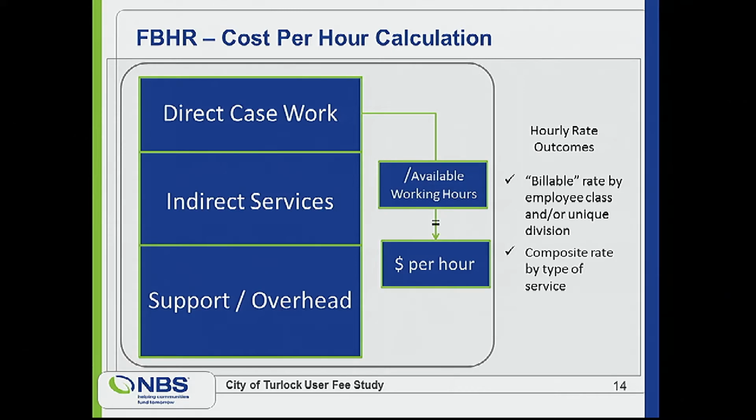So once I have my direct casework, indirect services, overhead, I have all the costs that go into fee permitted related activities, and I know the number of hours that are available in a year. We use a year as how much time is available to do direct permitted services activities. I divide those hours into the available or the cost associated with it, and that gives me my fully burdened hourly rate for permitted activities.